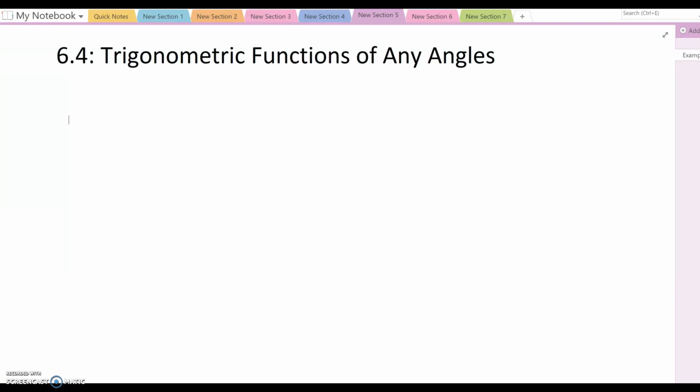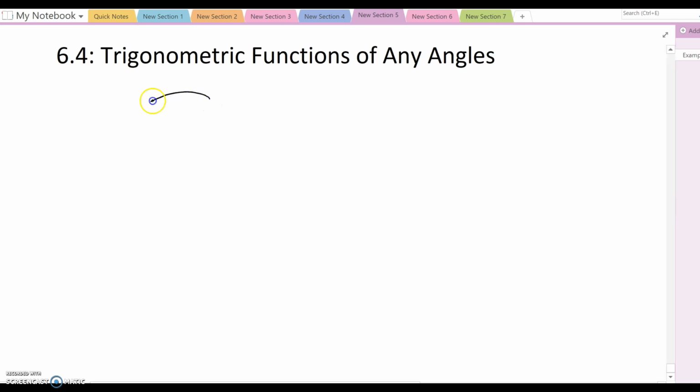So 6.4, trigonometric functions of any angles. Up to now, we only talked about two different special triangles, like 30 degrees, 60, and also 45. But as you know, the angle is not only those angles. It can be any value, such as 37 or 45, and then sometimes the length is not only 1. It can be 2, 3, 5, something like that.